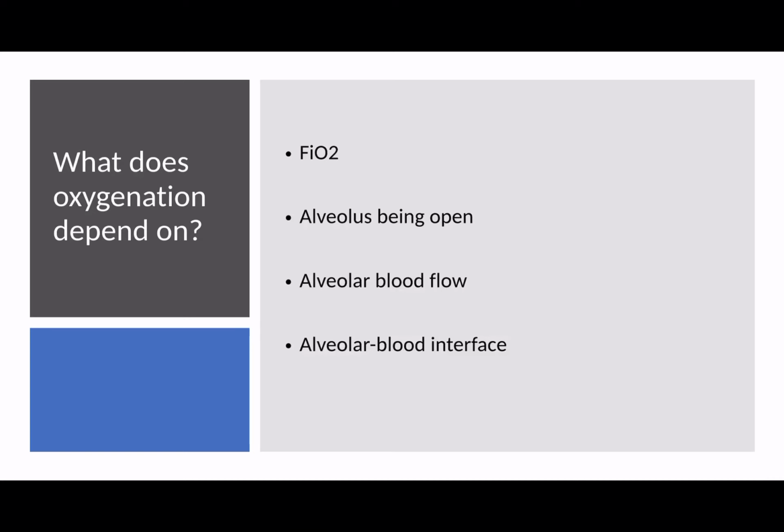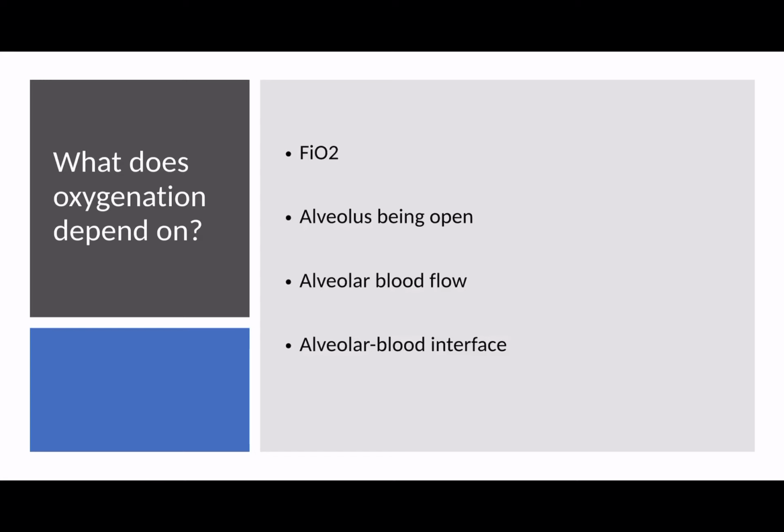There are only 4 things that you can change to manage a patient with their oxygenation. So if someone's hypoxic, the only things you can really do are to increase the amount of oxygen that they're breathing in, and that's generally done by changing the fractional inspired oxygen concentration, maximizing the amount of time that the alveolus is open for and not allowing it to collapse down, and that's really what APRV aims to do.